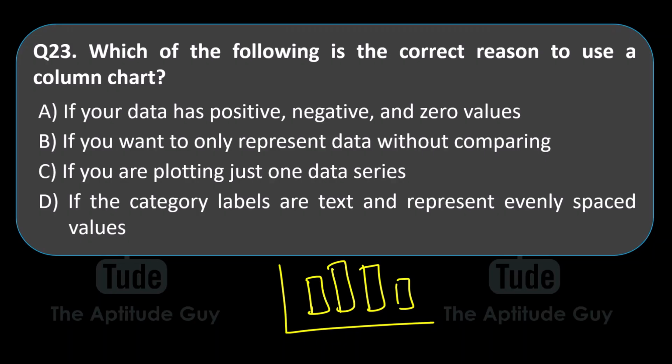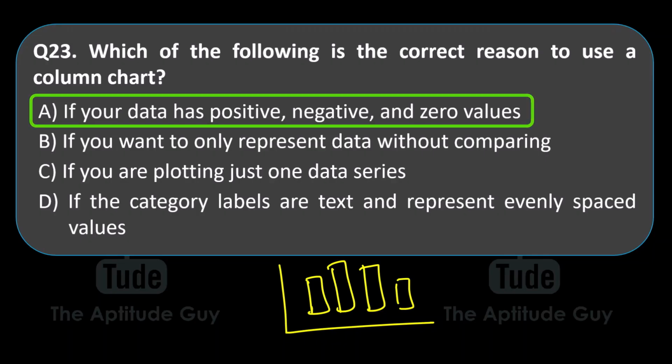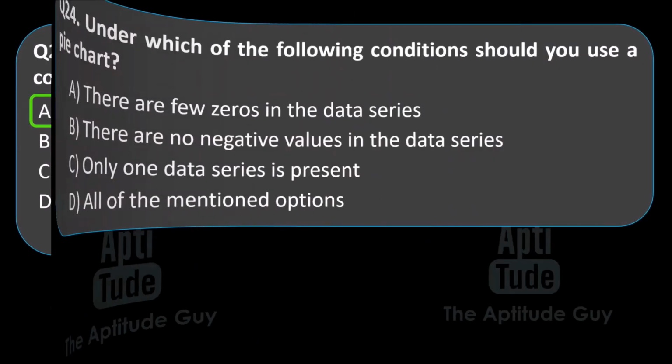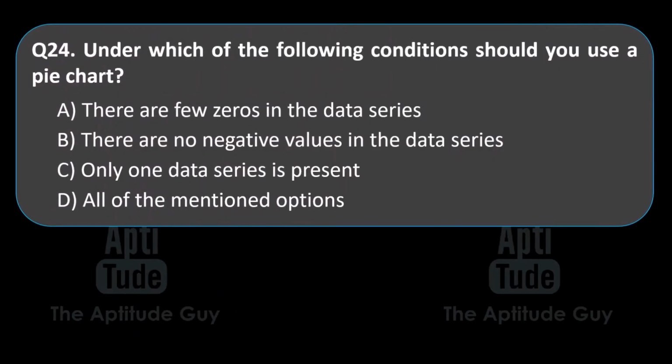Okay, I hope you have logged your answer. The correct answer is option number A. If your data has positive, negative, and zero values. Now, positive will be over here. Where will negative data go? Negative can also come right here. Zero means it will be right on this line. Negative means it will be below this line. So, yes, option A is absolutely correct. Let's move on. Question number 24.